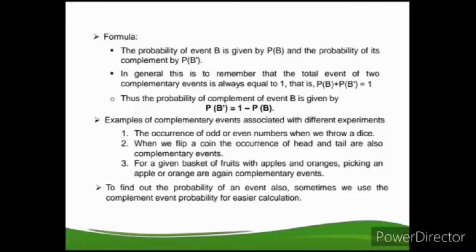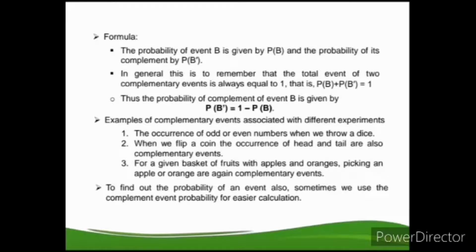It is denoted by B superscript C, B prime, or by a bar over B. Formula. The probability of event B is given by P of B, and the probability of its complement by P of B prime. In general, remember that the total of two complementary events is always equal to 1. That is, P of B plus P of B prime is equal to 1. Thus, the probability of the complement of event B is P of B prime is equal to 1 minus P of B.